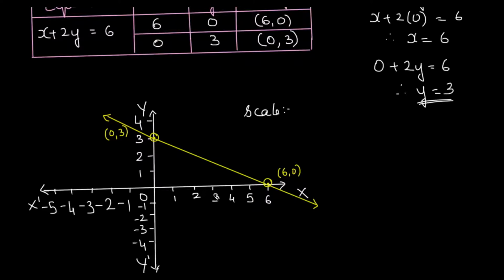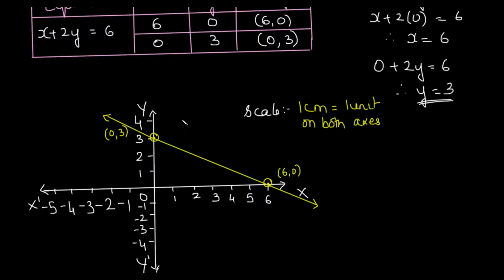Now, with respect to the scale, it is actually 1 centimeter is equal to 1 unit on both the axes. That is the scale that you're supposed to take in the exam time. So, take 1 centimeter is equal to 1 unit on the x and y axis. So, you can write on both the axes, that is the plural of axis actually. So, that is our scale.